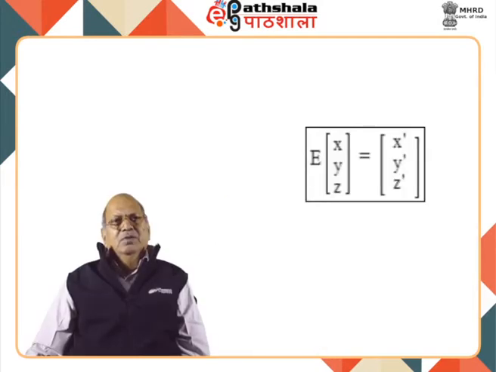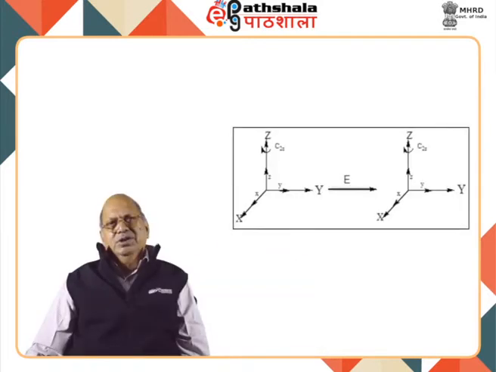First let us see effect of E on unit vectors x, y, z, this is corresponding as shown over here. E within square bracket x, y, z gives me within square bracket x dash, y dash and z dash. That is x goes to x dash, y goes to y dash, z goes to z dash. That is E operation is shown in this figure. That is, it does not change.